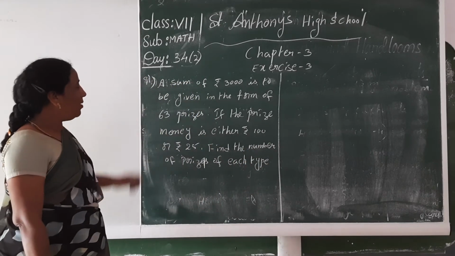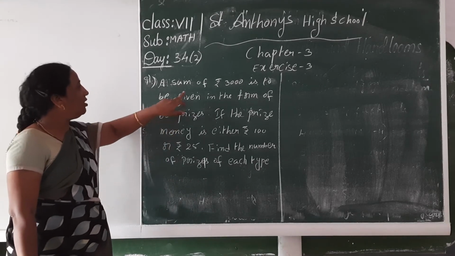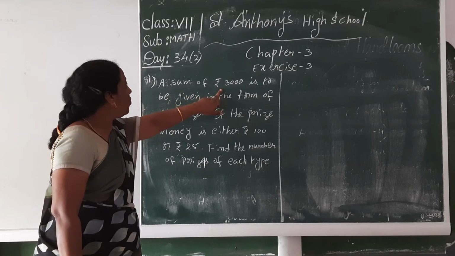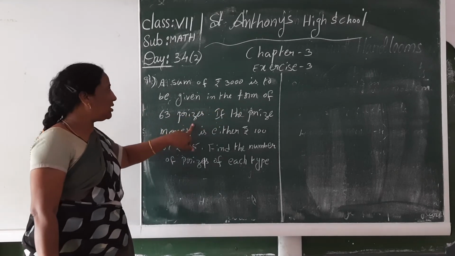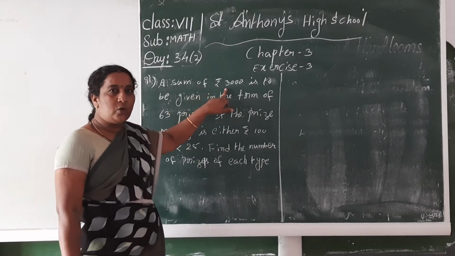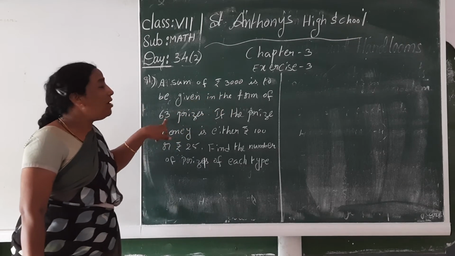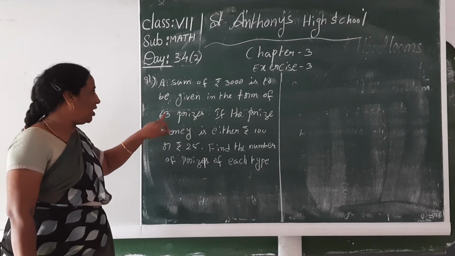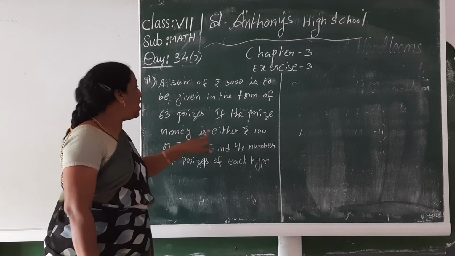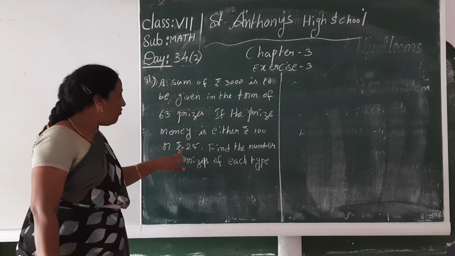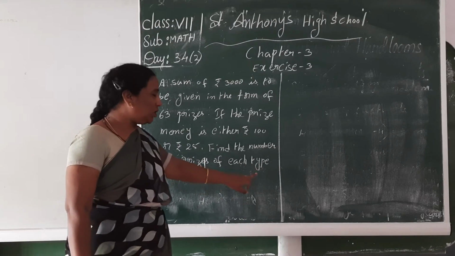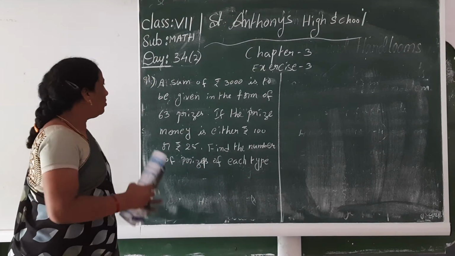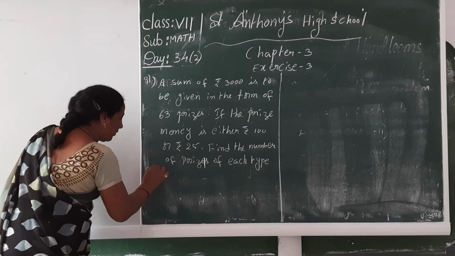Coming to 11th problem, what is given, children? A sum of 3000 rupees is to be given in the form of 63 prizes. Here total amount is 3000 rupees and number of prizes is 63. If the prize money is either 100 or 25 rupees, now I have to find the number of prizes of each kind. Okay, now coming to solution.